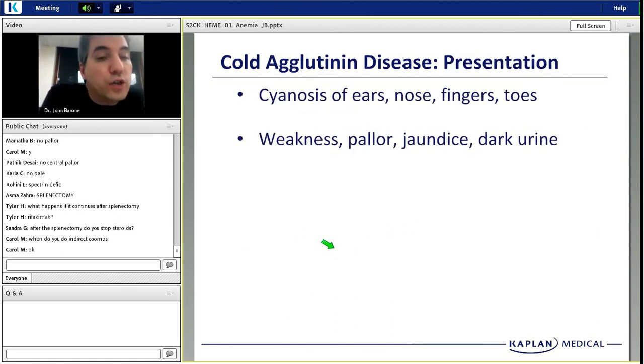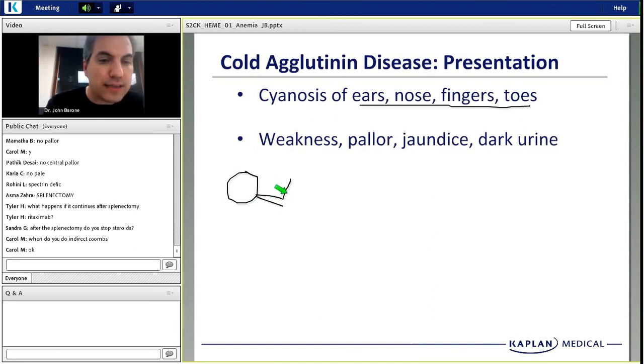All right, now, here's what's cool. IgM is a pentamer. So when it gets in the cold areas of your body, cold areas like your fingertips, your nose, your toes, your ears, when the blood gets to the cold areas, the IgM will stick. Now, what does pentamer mean? It means there's 5 antibodies stuck together. 1, 2, 3, 4, 5.